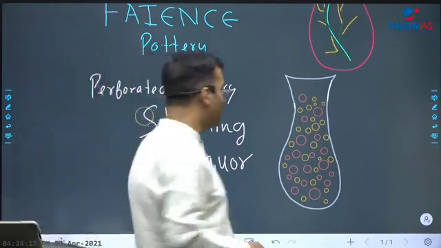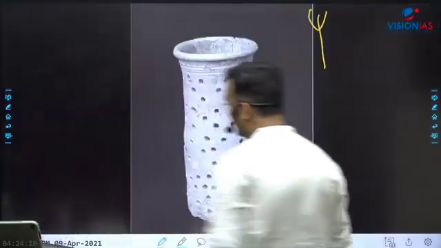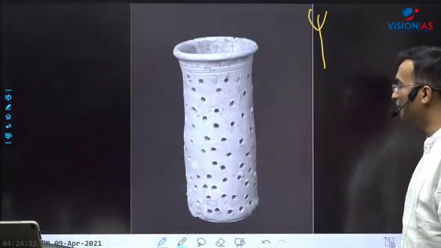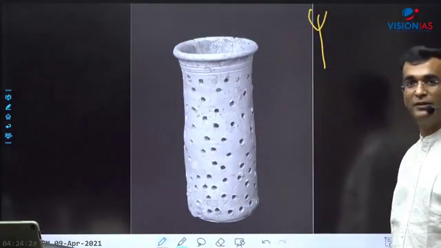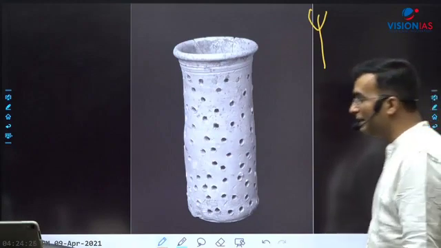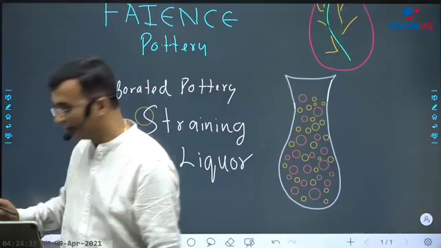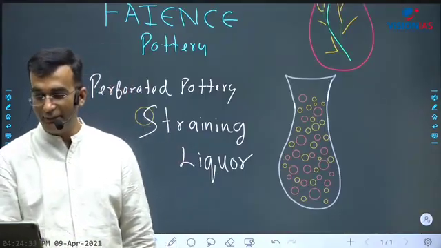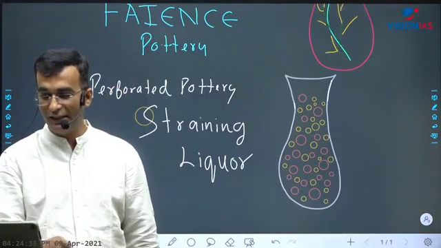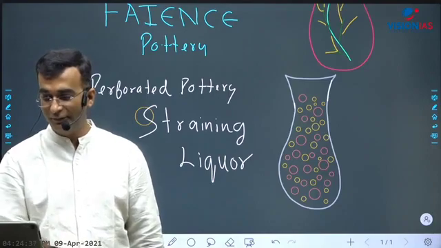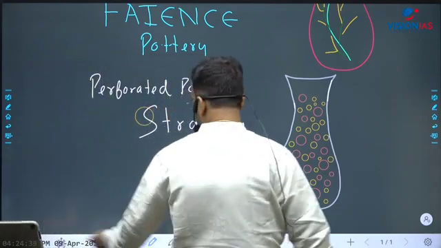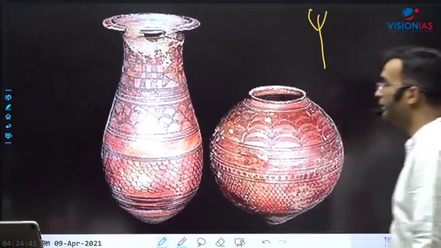So let's look at the images. This is the perforated pottery, as you can see. Then what else did we see? What all things have we seen? Let me come to the image. Unicorn you have seen, and then yes, Harappa burial pottery. So there is this image of the Harappa burial pottery.